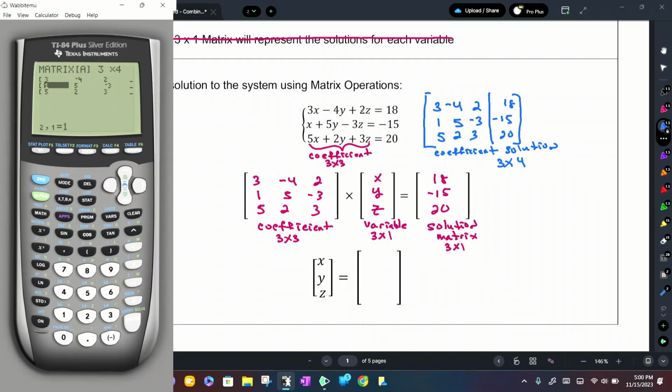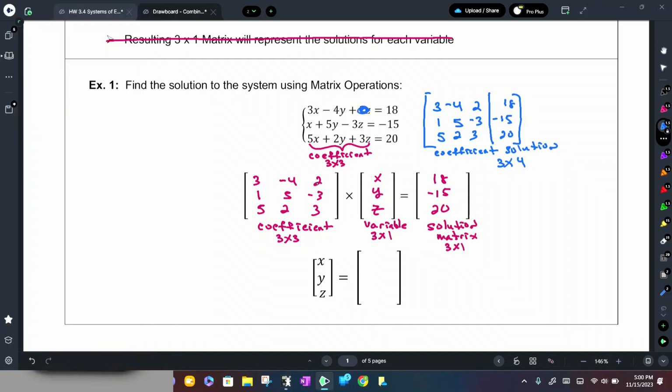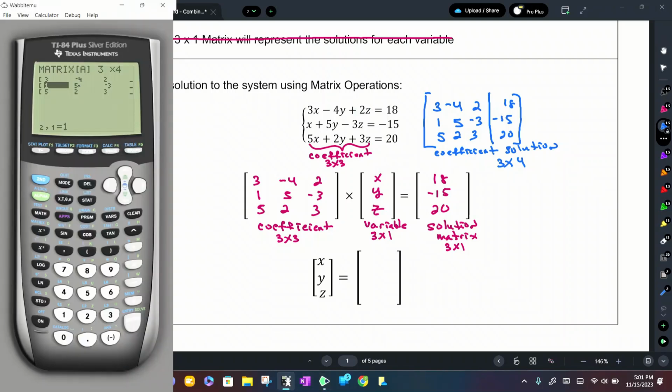If we didn't have this 2z right here, that would have been a 0 instead of a 2. You have to have a placeholder for this to work. You can't leave one of these blank. Your calculator will give you an error. And so we need to get to our home screen, so we're going to go second mode to quit.